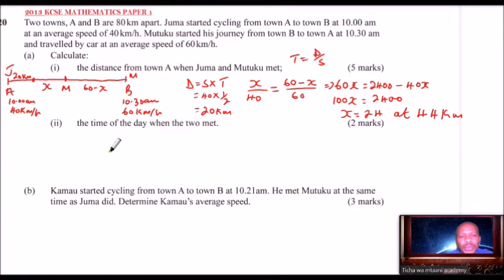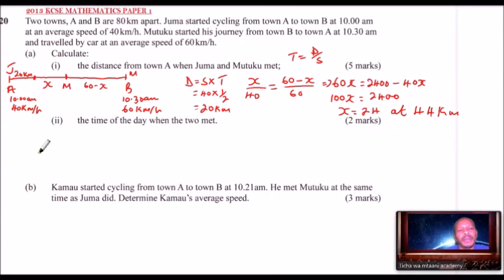So let's go to part Roman number 2. We are told to calculate the time of the day when the two met. So the time they met at M. For us to get time, we say time is equal to distance over speed.